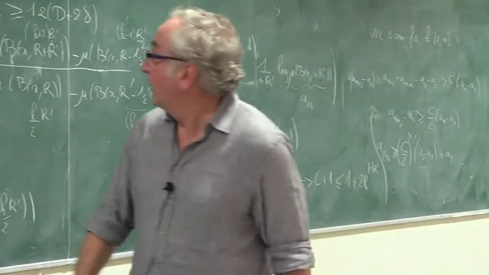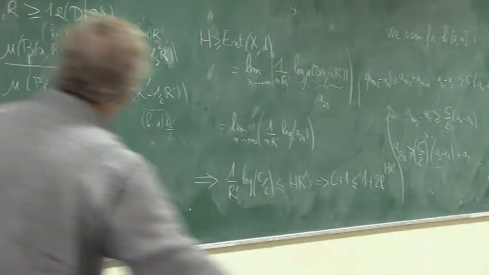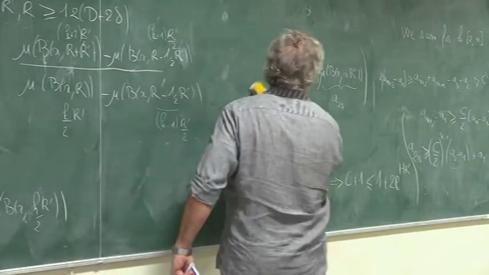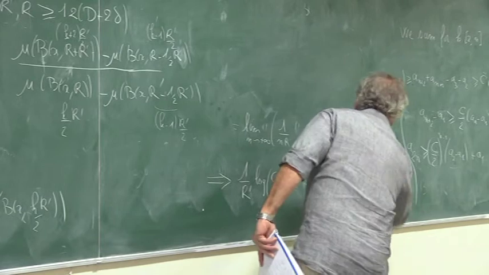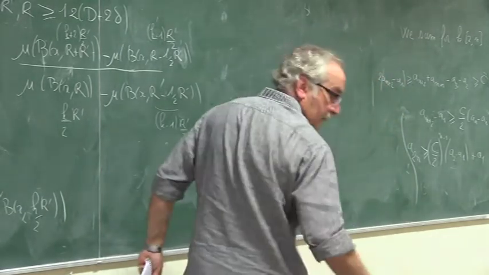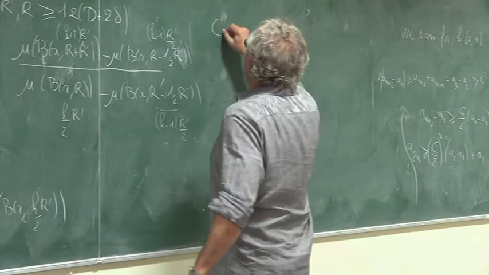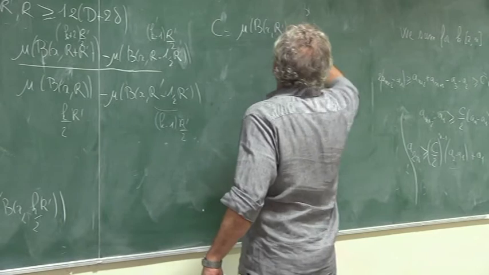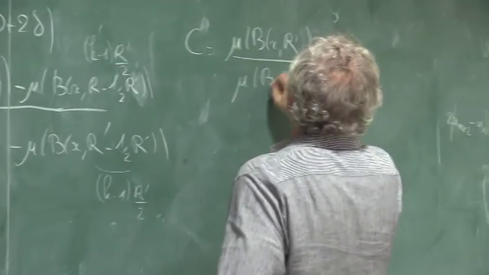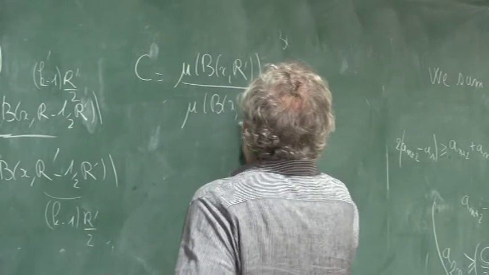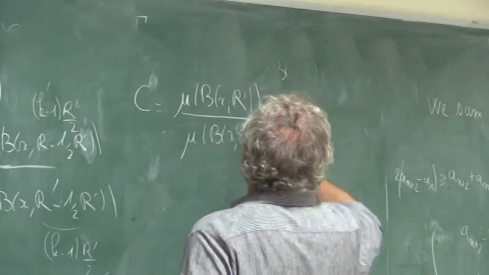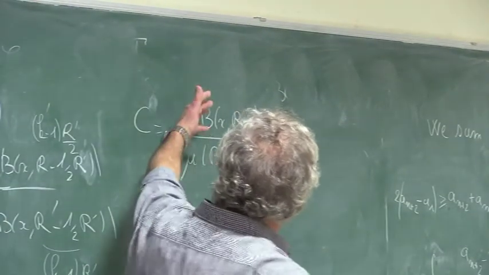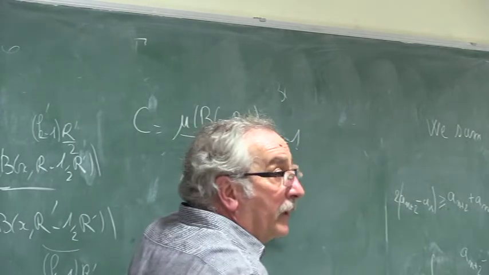So what is C? C is the measure of the ball of radius r prime divided by the measure of a ball of radius 5/6 of r prime, minus 1. So we need to show that this is strictly greater than -1, right?